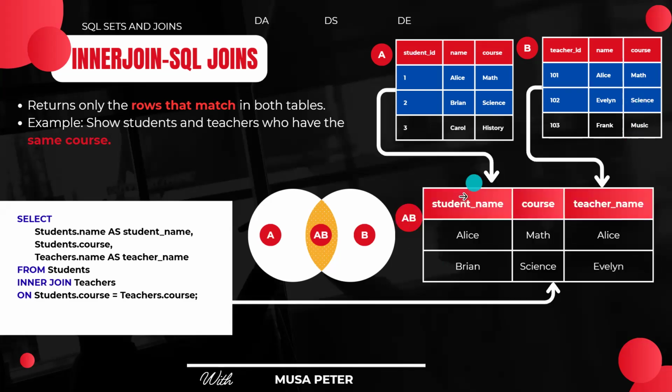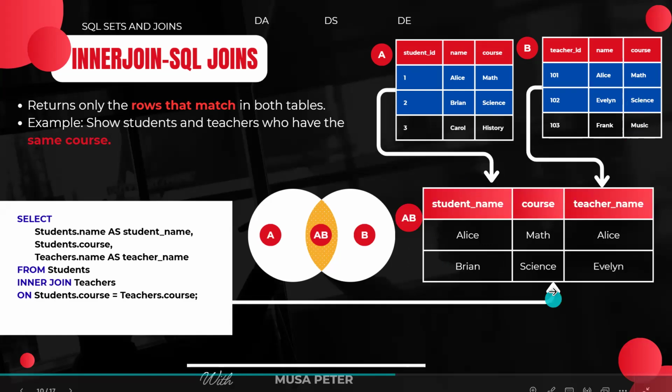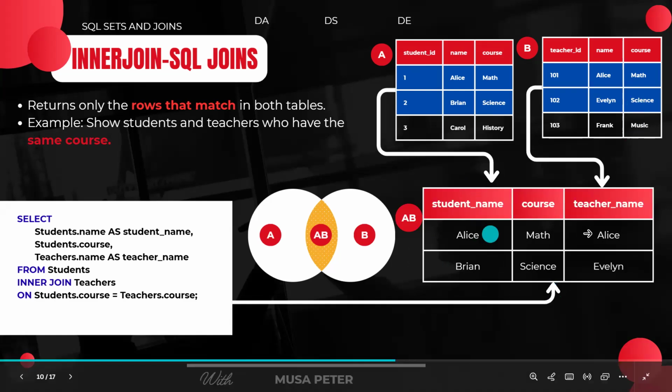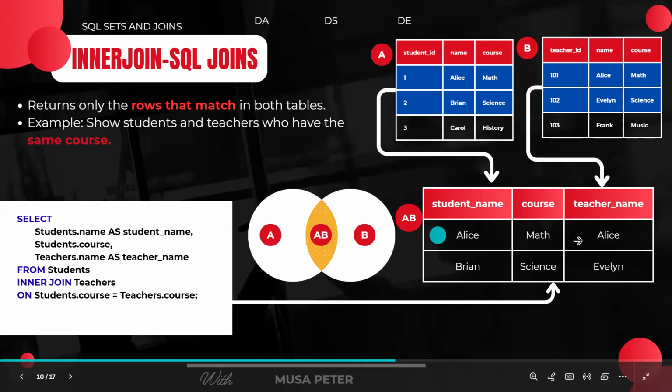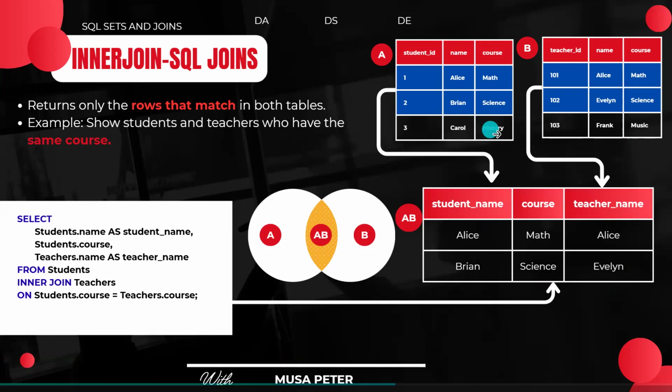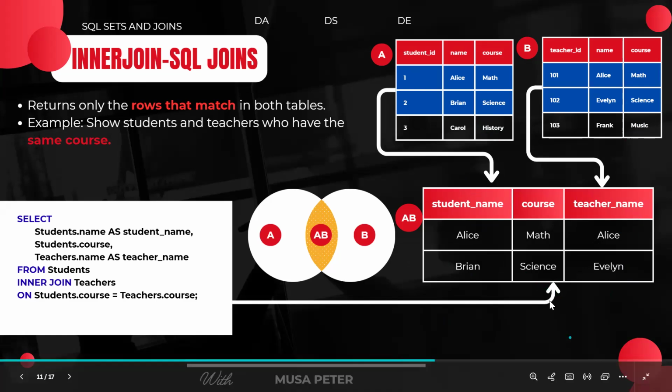So this would be the result of our query. We'll only have Alice taking maths and Brian taking science, and then the teacher's name is Alice and the teacher's name is Evelyn in that case. So this is what you're going to have as the result. You can see in this case, we do not have the third row because the condition was not met or even there was no match within the course column. That is an inner join.